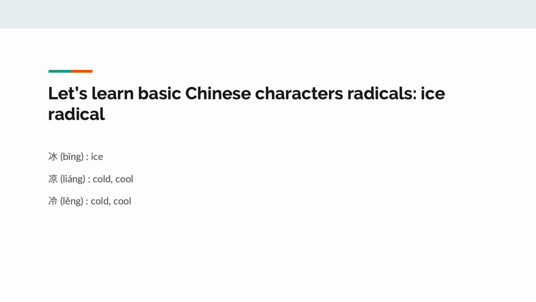Next, we have the ice radical, and all of these words are related to ice. Notice that there are 2 dots on the left-hand side for the ice radical, while for the water radical there were 3. 冰 means ice, 凉 means cold or cool, and 冷 means cold or cool.